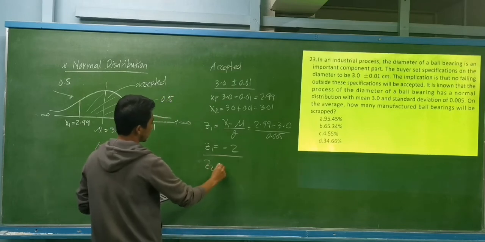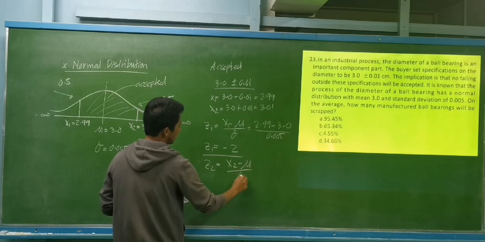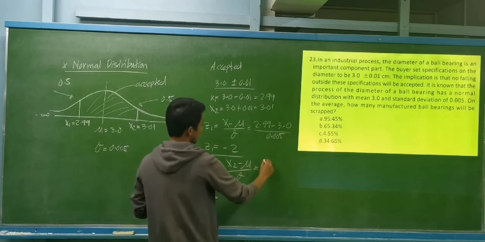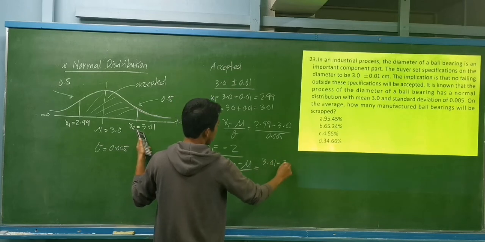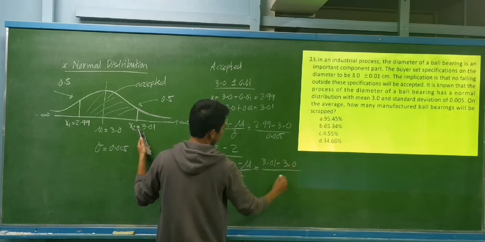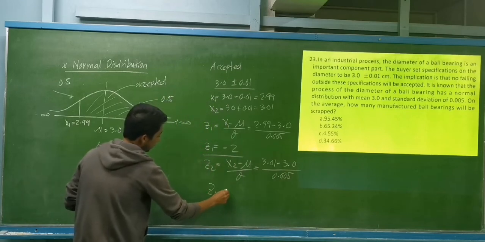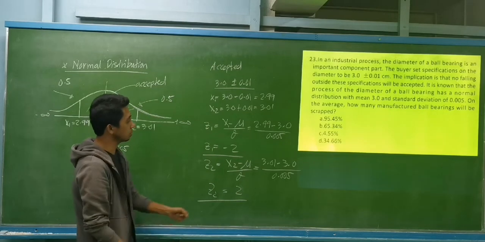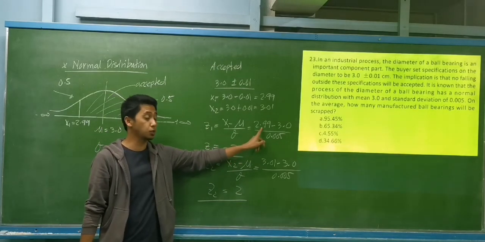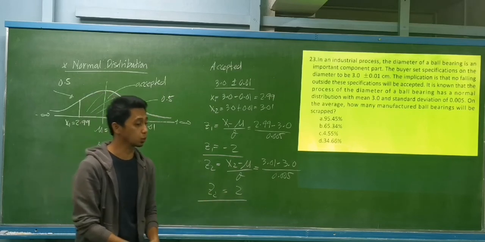Our z sub 2 is x sub 2 minus the mean divided by the standard deviation. That is, our x sub 2 is 3.01 minus 3.0 divided by 0.005. Our z sub 2 is obviously positive 2, because they are equal. What came out here is negative 0.01, and this one is positive 0.01, so positive 2.